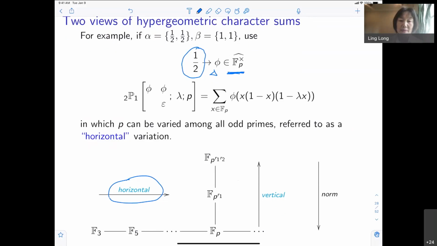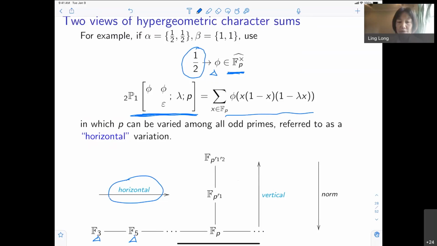to, without any ambiguity, the quadratic character for any finite field of odd characteristic. There is no ambiguity. The setup I'm giving you will translate, or write down, the formula for this 2F1 function as this sum over here. Then you can vary over finite fields, as long as the characteristic is different from 2. So you can go from F3, F5, etc. So it's a kind of horizontal variation. I'm going to talk more about that tomorrow.